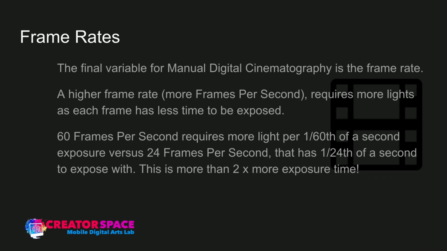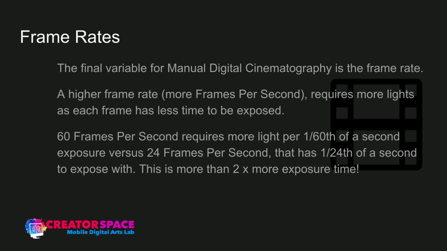Now the final variable is the actual frame rate. It's kind of an extra variable, so I didn't mention it as much in the beginning, but what is your frame rate? The higher the frame rate, the more frames per second, you also require more light, as each frame has less time to be exposed. For example, 60 frames per second filming, a lot of people like to do 60 frames per second, let's say for HD filming, you're shooting basically 1/60th or almost 1/120th of a second, versus if you're shooting in 24 frames, you're at 1/24th of a second.